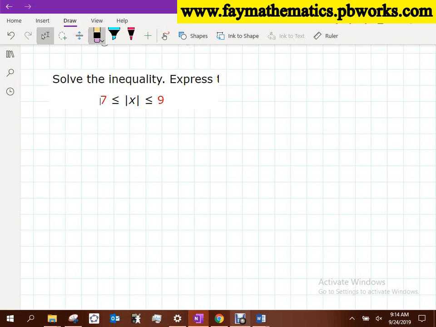Okay, so the thing about this question is that we have to be able to use the concept of what a between statement actually says to us. Okay, and that's what this is. So 7 is less than or equal to absolute value of x, less than or equal to 9.